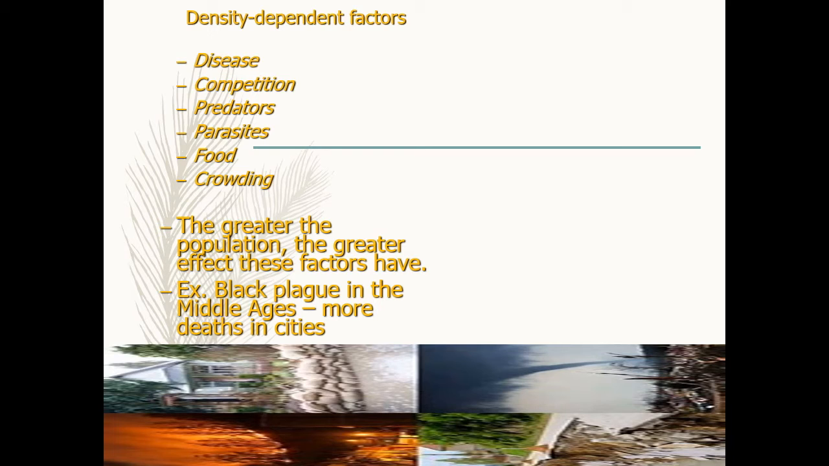If parasites could go from one bison to another, we could have a population of ticks infecting some bison. If we have food, the population will grow if we have enough resources, or depending on how dispersed or crowded we are, right? So the greater the population, the greater the effect that these factors have. They give you the example of the Black Plague in the Middle Ages, with more death in cities because the concentration of the population was greater. We can see it with COVID right now. The greater the population, the more death.